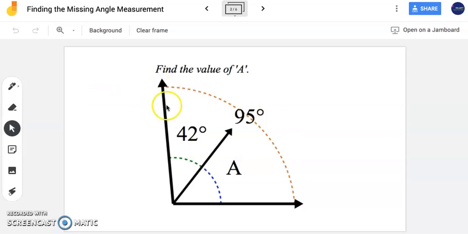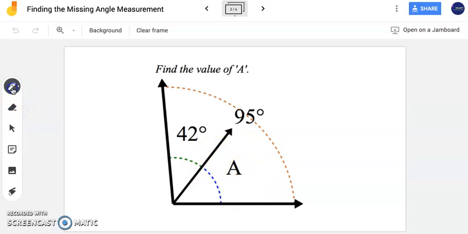So here I have an angle right here and I have another ray separating this angle into two parts. However, each part of the angle has a different measurement. But I notice here that this entire angle is in fact 95 degrees. And this little portion here, which is labeled in green with this green line here, is 42 degrees. My goal is to figure out what is the value of A.